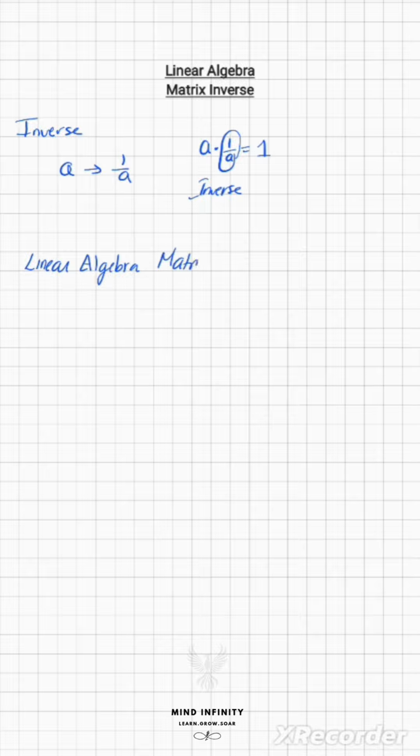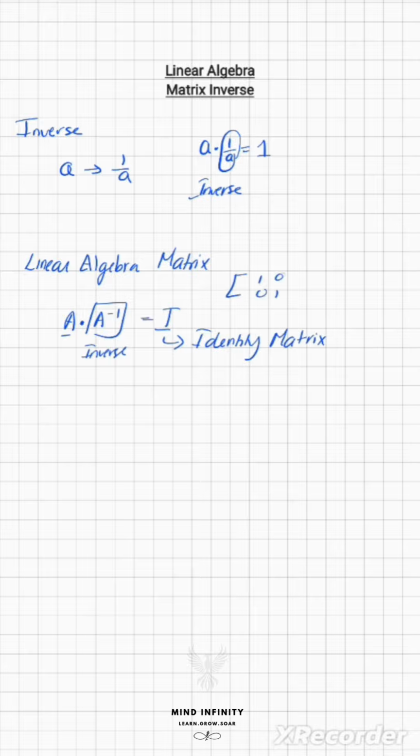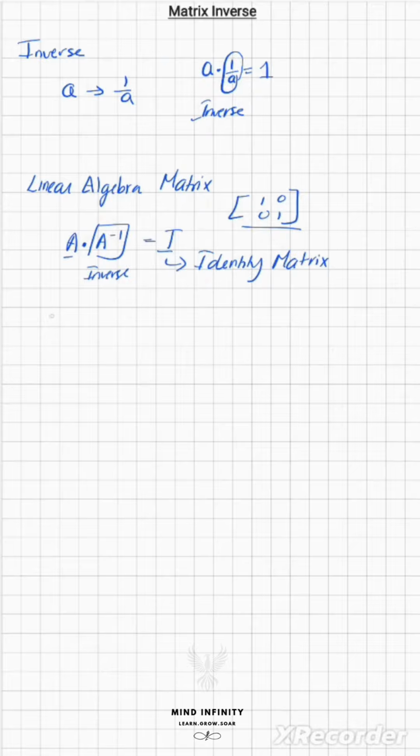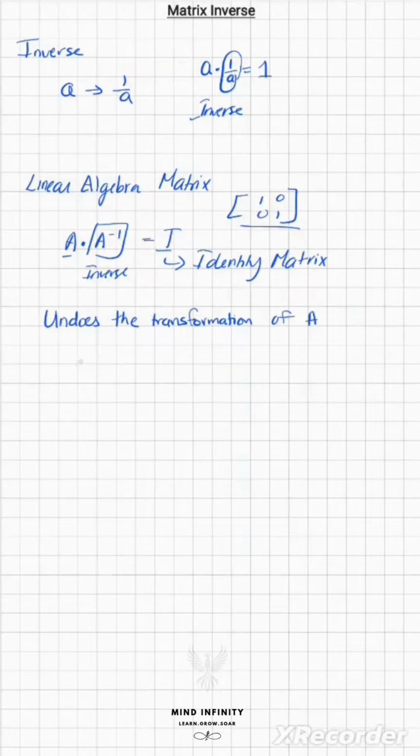when you have a matrix, so if you have A, the inverse will be written as A minus 1. This is your inverse. And if you multiply A with A minus 1, it gives you I, which is your identity matrix, like a 1 in the diagonal and zeros everywhere. If we stick to linear algebra, what it does is it undoes the transformation of A. So it is only invertible if it's a square matrix and if the determinant is not equal to 0.